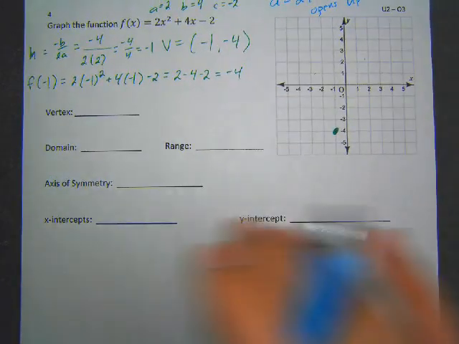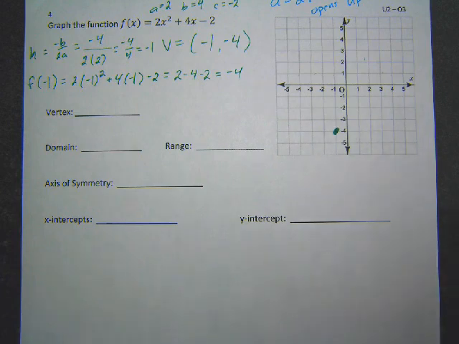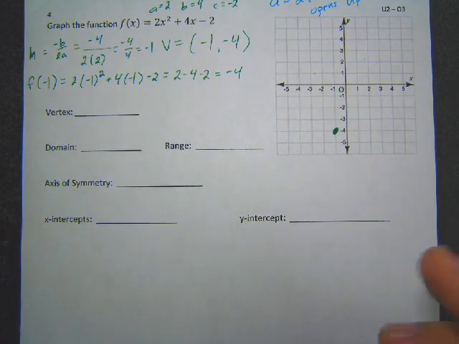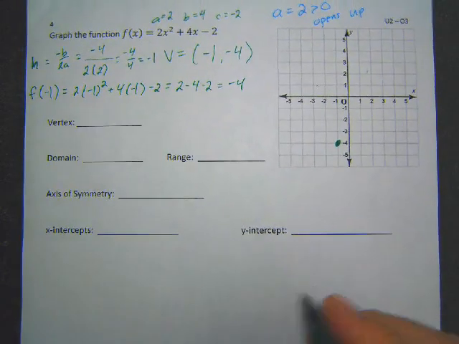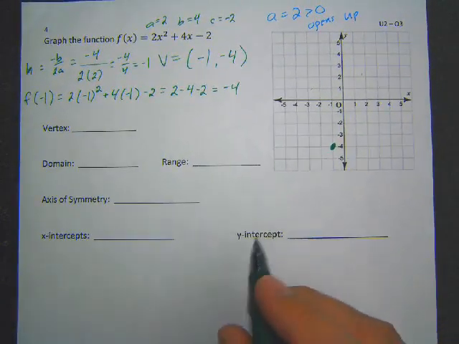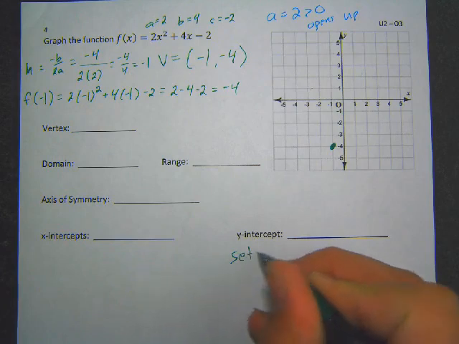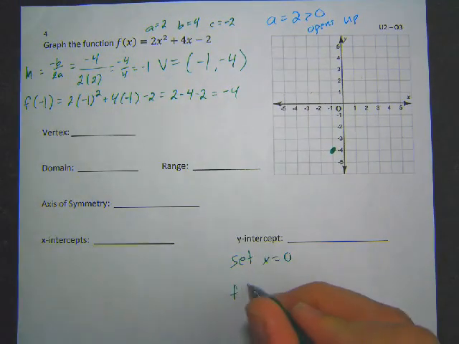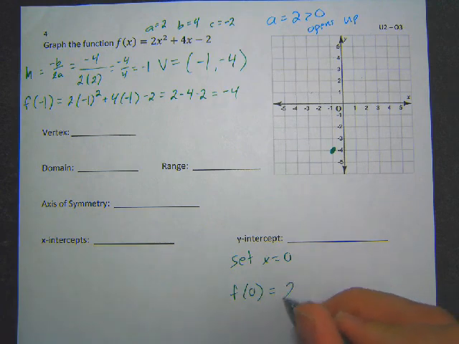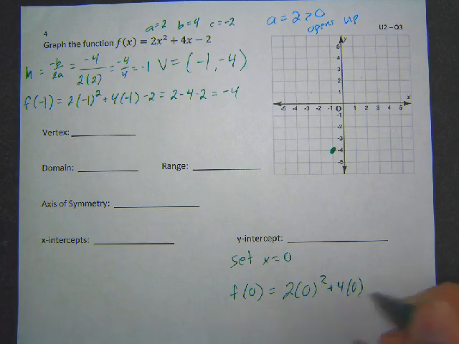Again, you can find either one. They're both useful. We saw before, though, that it's actually usually easier to find the y-intercept. Let's go ahead and start with the y-intercept. Let's do that one first this time. Now remember, to find the y-intercept, we set x equal to 0. So we replace x with a 0. So we get f of 0. So that gives us 2 times 0 squared plus 4 times 0 minus 2.